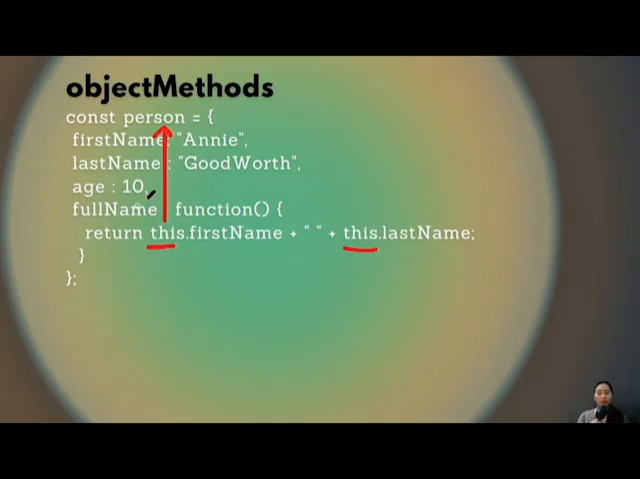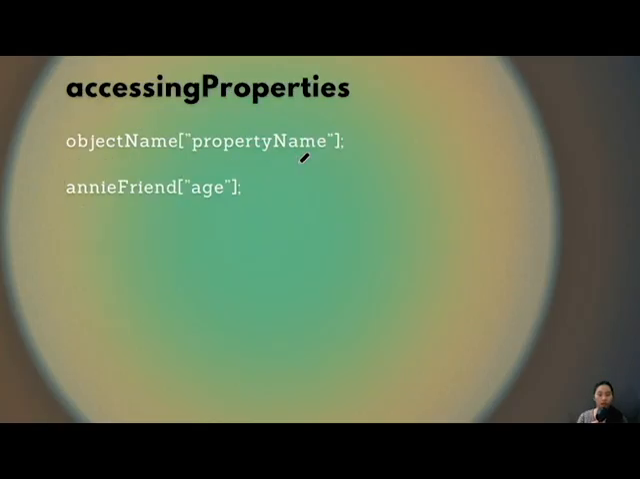So the full name, in order to get the full name, add the first name of person and the last name of person with spacing in between. And then you would get Annie Goodworth, and that's one of the ways that you can utilize methods in objects.